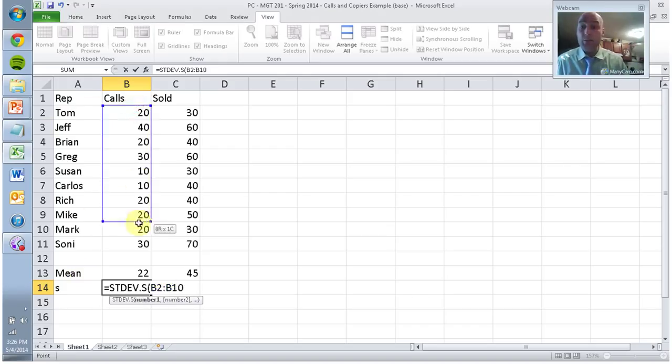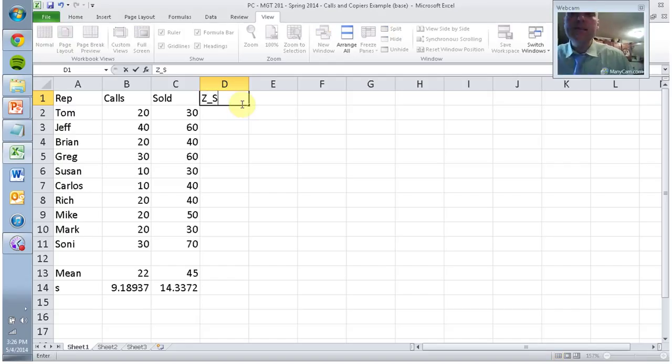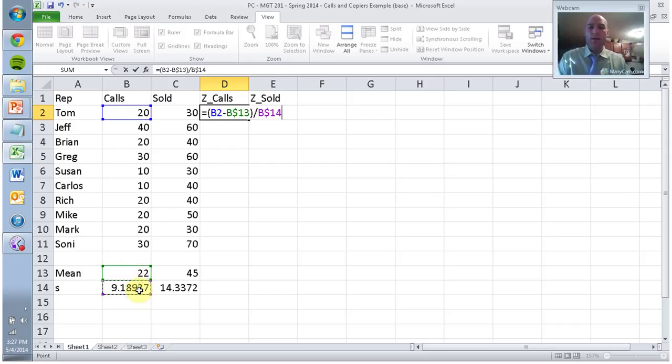In this case, I need the sample standard deviation of those 10 calls. There we go. Now we've got a standard deviation for the number of cars sold as well. Well, if I'm going to end up with a z-score product that I can use, I need z-scores for the number of calls made and the number of copiers sold. Z-score is the error. In other words, the number of calls made minus the mean, how far above or below it is, divided by the standard deviation.